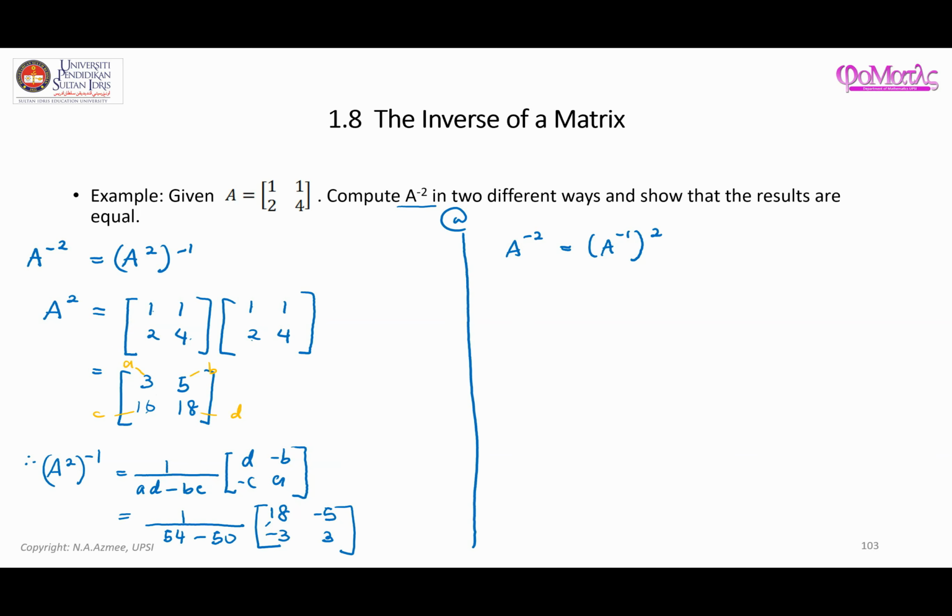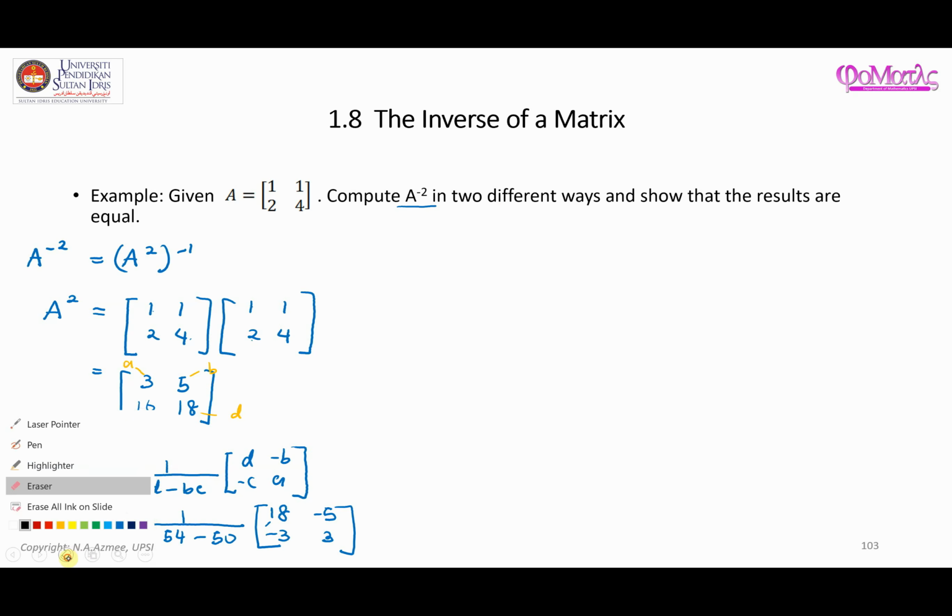Okay. Right. I'm running out of space actually, so perhaps I have to erase this first. Okay, so now I'm just going to continue right next to it here.